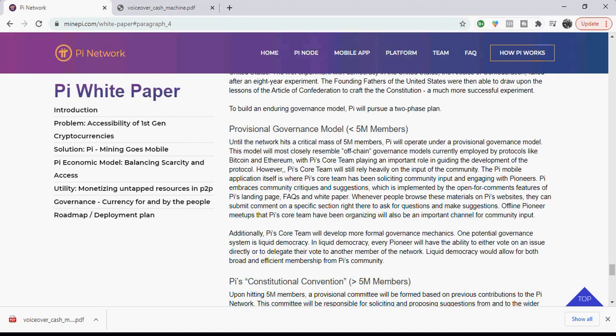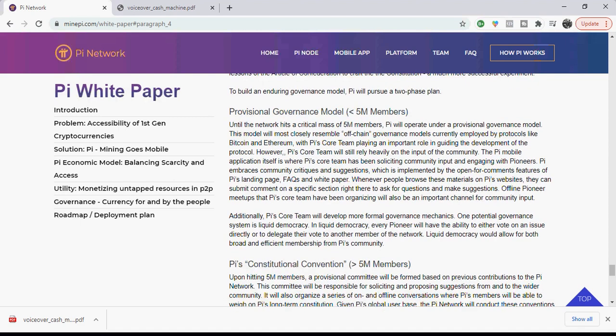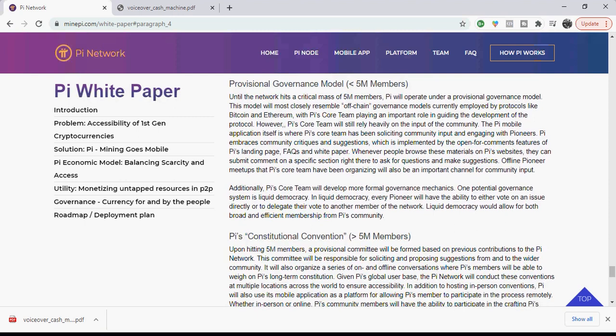Additionally, Pi's core team will develop more formal governance mechanics. One potential governance system is liquid democracy. In liquid democracy, every pioneer will have the ability to either vote on an issue directly or to delegate their vote to another member of the network. Liquid democracy would allow for both broad and efficient membership from Pi's community.